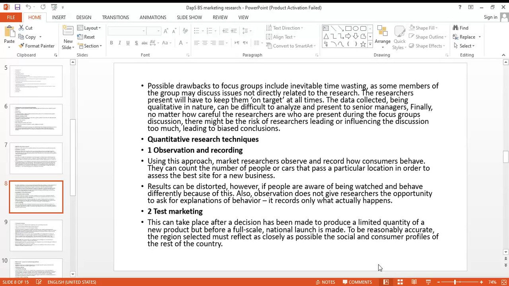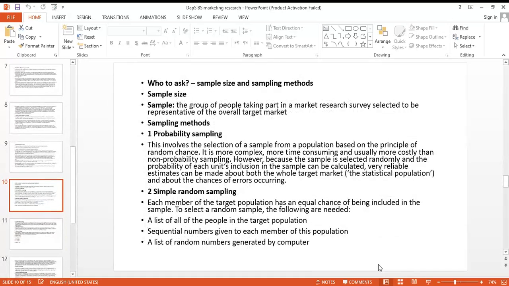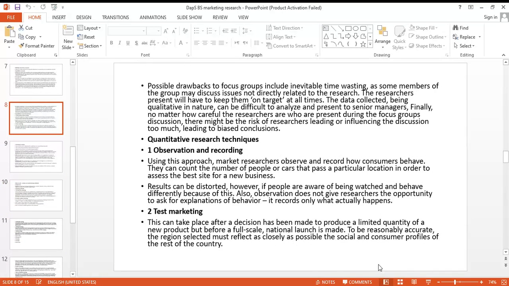Okay, so there are also drawbacks to this. It requires a lot of time to carry out a group discussion. Some members are more gregarious than others. Some members like to talk more than others, so they will dominate the discussion more. So these are a few things you need to keep in mind. Also, it is possible that the researcher can lead the participants towards a certain conclusion. So you can write that in the evaluation of this.